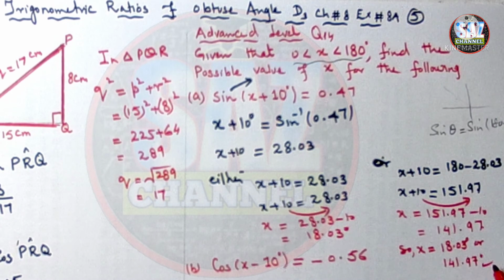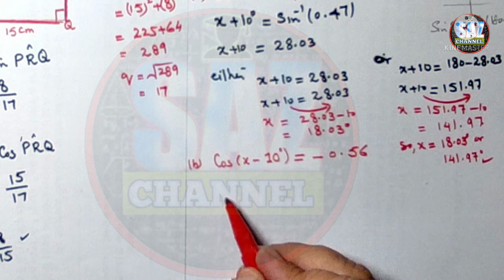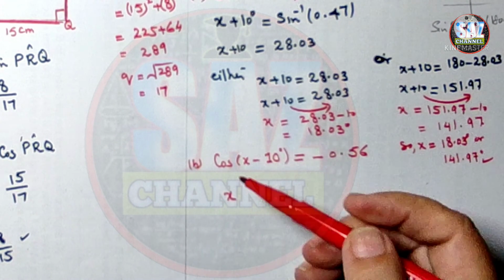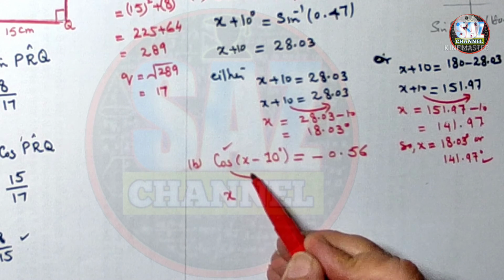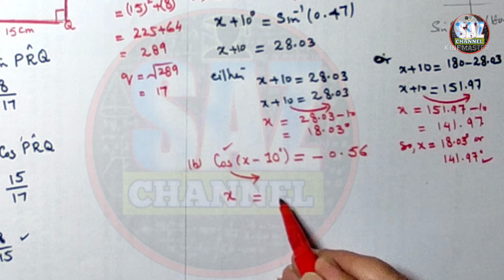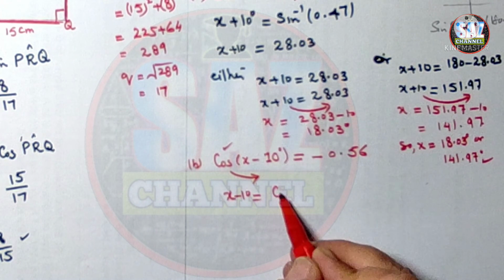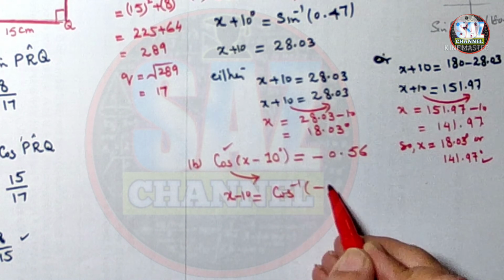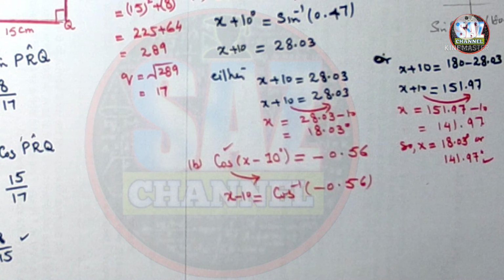I hope you are clear about this part, and let's move to the B part, that is cosine of x minus 10 equals minus 0.56. So we know the simple rule that in order to solve the equation, I have to shift this trigonometric ratio to the other side, and the equation will take the form x minus 10 equals cos inverse of minus 0.56. I'm going really slow so that my students can understand these lessons properly.